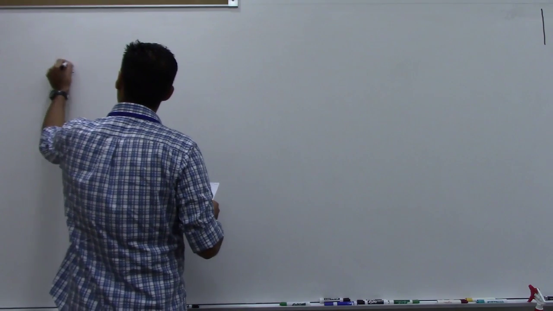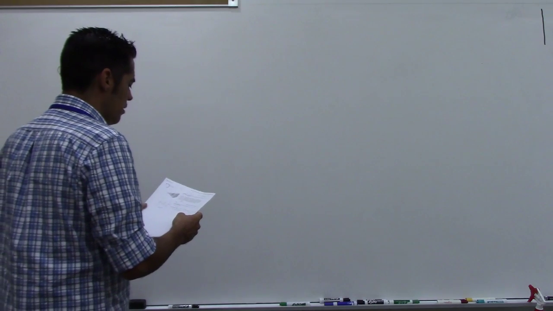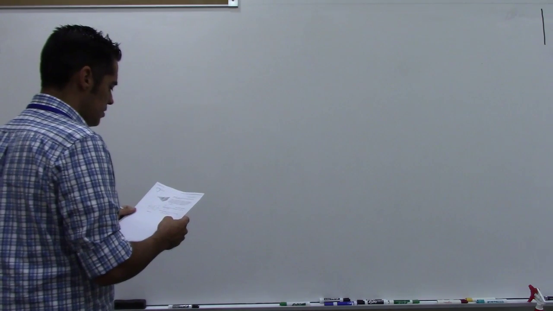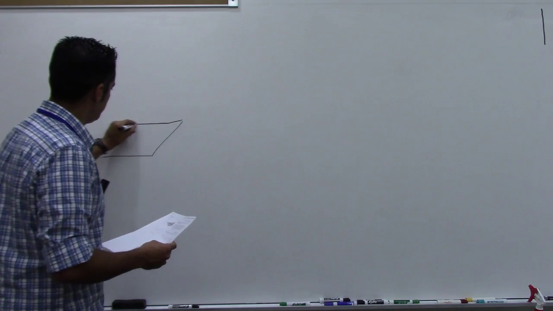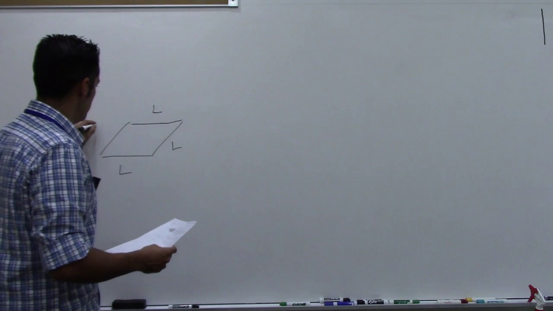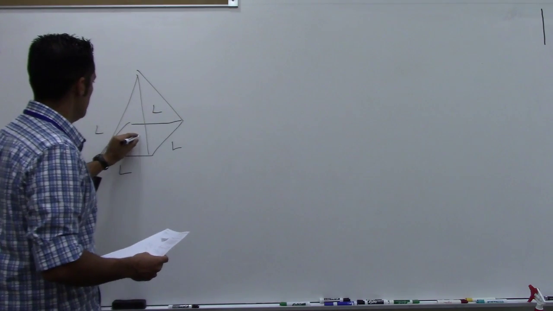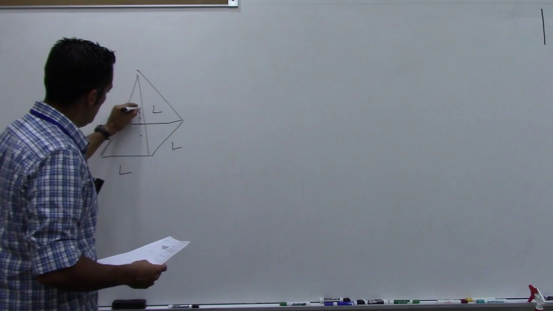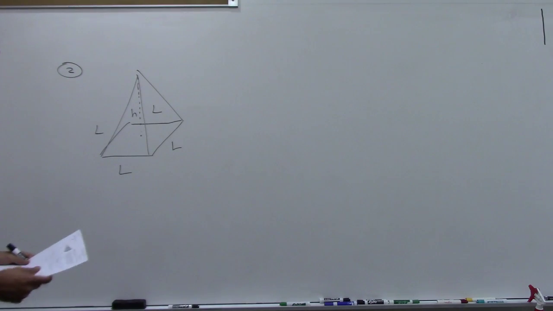number 2. It says to find the volume of a pyramid whose base is a square. So you have a pyramid, the base is a square, the side of which is L, so L all the way around. It's a pyramid, and they're telling you the height, from the center up, is H. It says to find the volume of this.